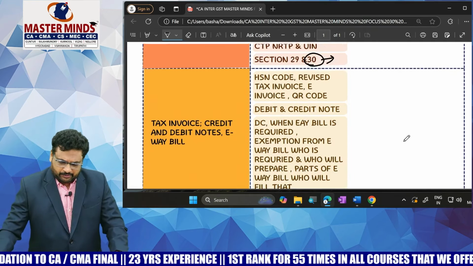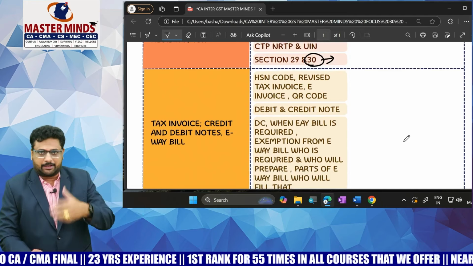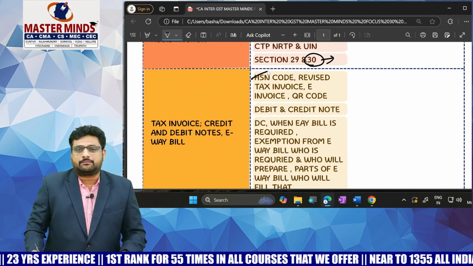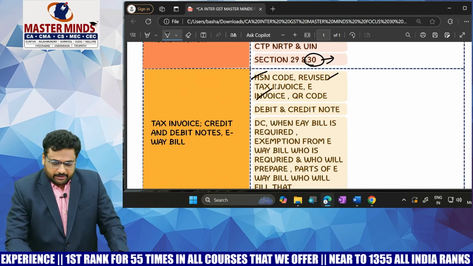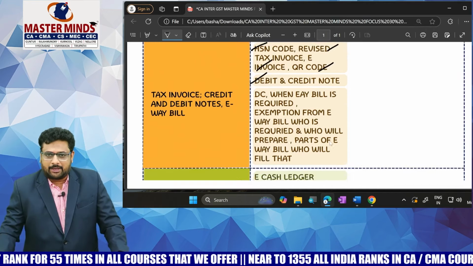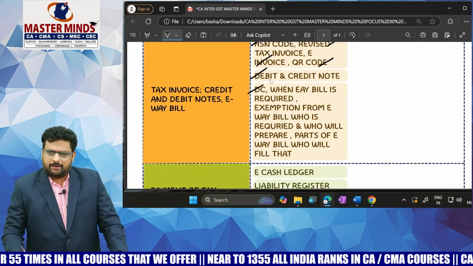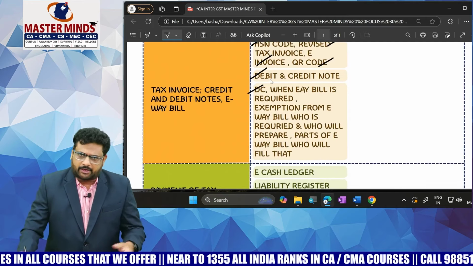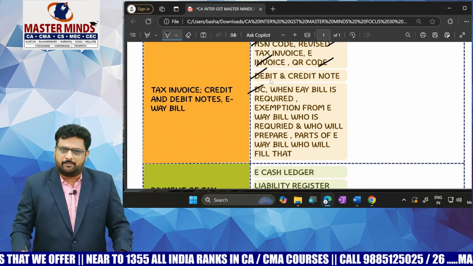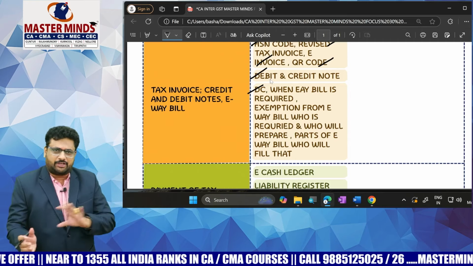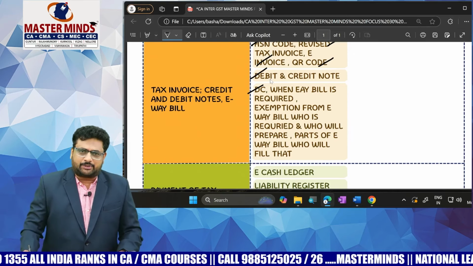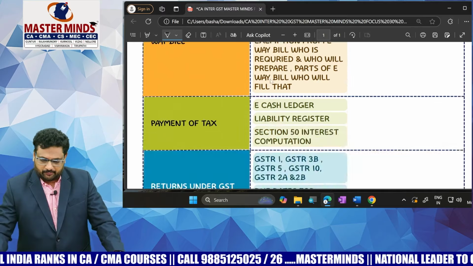And with respect to tax invoice, debit notes, credit notes and e-way bill, the most important areas you need to keep focus on are HSN code, revised tax invoice, e-invoice, dynamic QR code, debit notes and credit notes, and delivery challan. And with respect to e-way bill, when e-way bill is required, when you are exempted from e-way bill, who is required to generate the e-way bill, who will prepare Part A and Part B of the e-way bill, and what is the validity period of the e-way bill. So these are the points you need to keep focus on in the case of e-way bill.